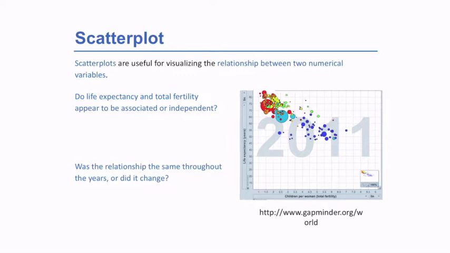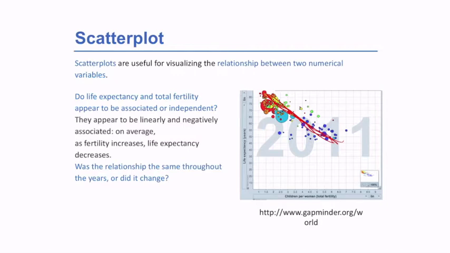So do life expectancy and total fertility appear to be associated or independent? They appear to be associated. There appears to be a linear trend here. Right? Linearly and negatively associated. On average, as fertility increases, life expectancy decreases.